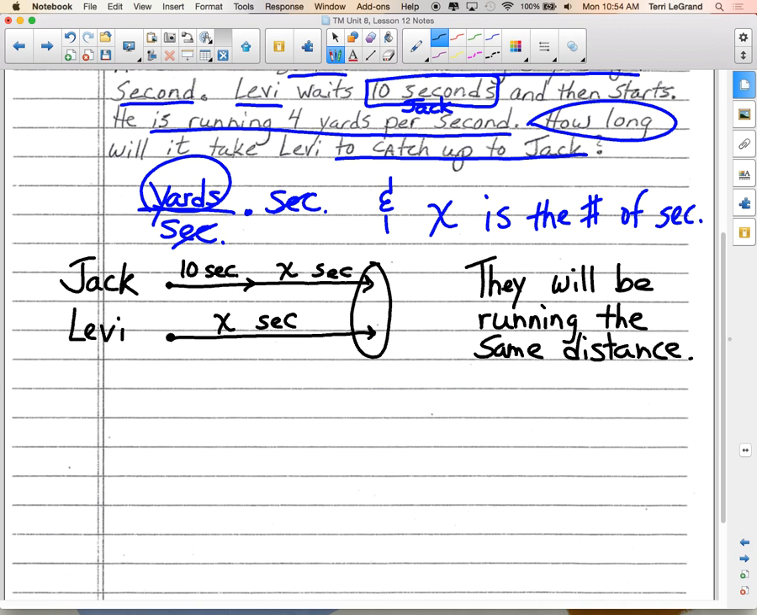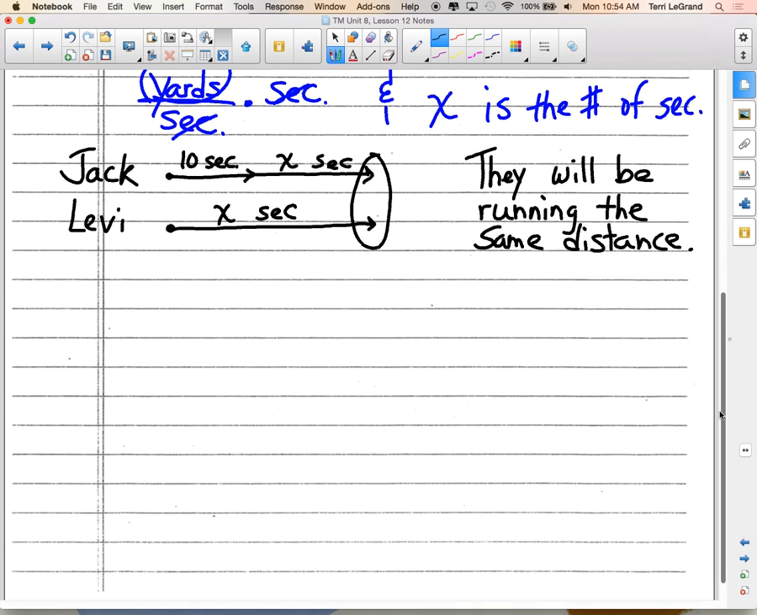So let's look. Our multiplication problem says if you take the rate times the number of seconds, that gives you how many yards they have run. So since they're both going to run the same number of yards, don't we need Jack's yards to equal Levi's yards? Isn't that what we need? They're running the same distance. We're not supposed to add them together this time.